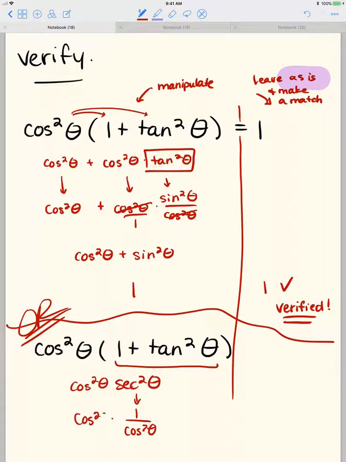And if I multiply that times cosine squared, again, the cosines cancel, because one's in the numerator, one's in the denominator, they're being multiplied, and I'm left with 1. And again, 1 equals 1, so the equation has been verified. So two different ways to approach that problem, both are correct. It's just whichever formula you pull and try to think about.